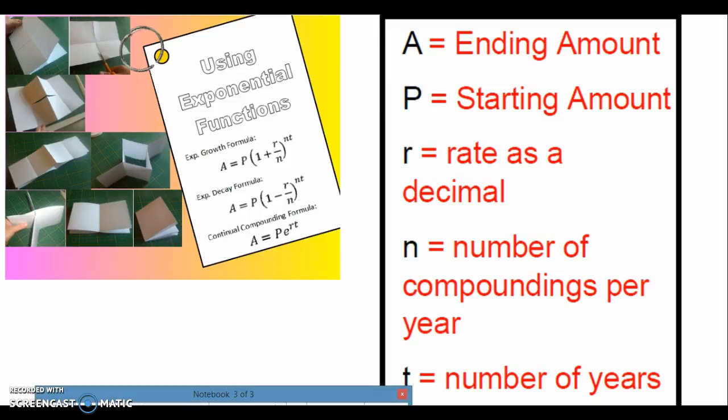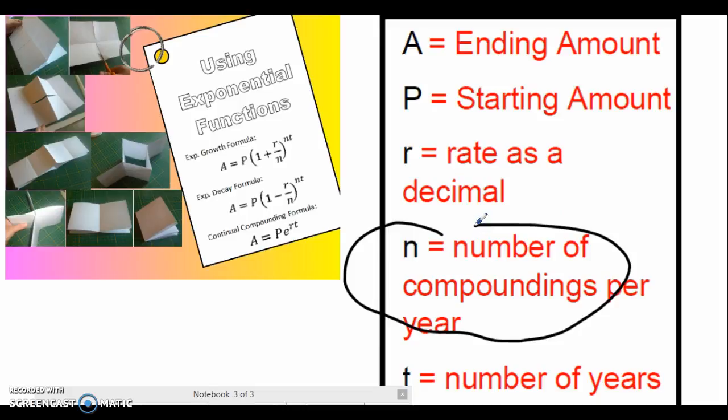The next is the N, the number of times compounded per year. So you'll see words like yearly. Yearly would be 1. Monthly, 12. Quarterly, 4. And then you could have daily, and other options. And then T is the number of years. That's just figuring out how many years it's been. So let's take a look at a problem or two.